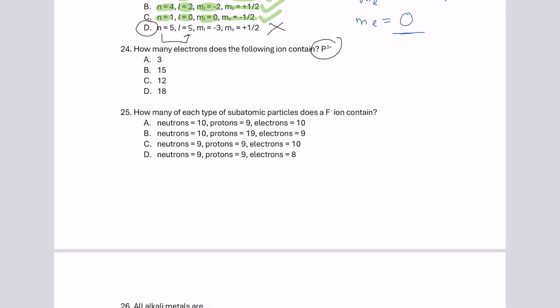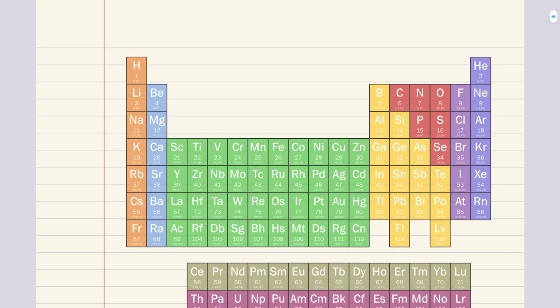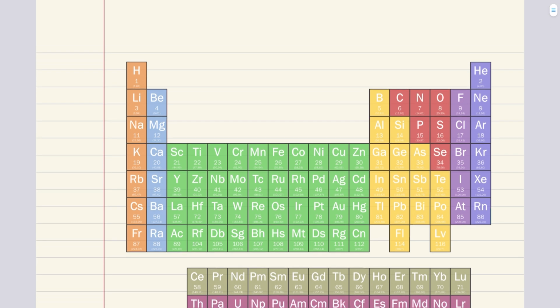Problem 24 says, how many electrons does the following ion contain? P3+. P is phosphorus. So the first thing we need to consider is the number of protons in a neutral phosphorus atom. If we take a look at the periodic table, phosphorus is right here. It has an atomic number of 15, meaning that a neutral phosphorus has 15 protons and 15 electrons. When phosphorus loses 3 electrons, it becomes phosphorus with a 3+ charge. So that +3 charge indicates that the atom has lost 3 electrons.